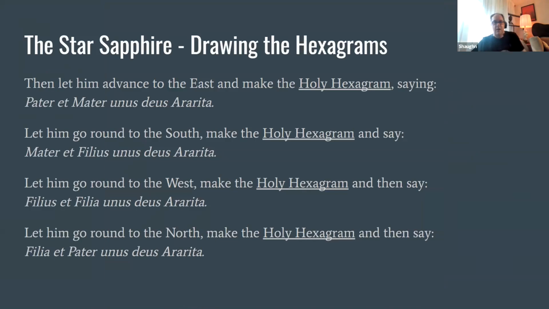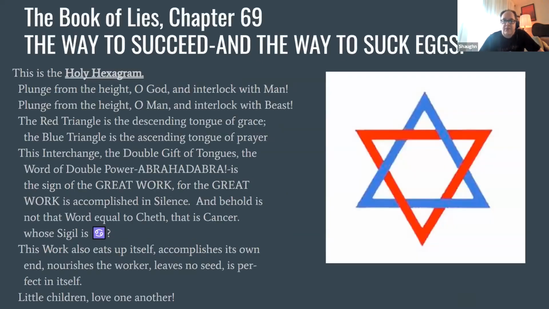So then draw some hexagrams. Let him advance to the east and make the holy hexagram, saying, Pater et Mater unus Deus ararita. Let him go around to the south, make the holy hexagram, and say, Mater et Filius unus Deus ararita. Let him go round to the west, make the holy hexagram, and say, Filius et Filia unus Deus ararita. Let him go to the north and make the holy hexagram and say, Filia et Pater unus Deus ararita. Okay. So what the heck is this holy hexagram?